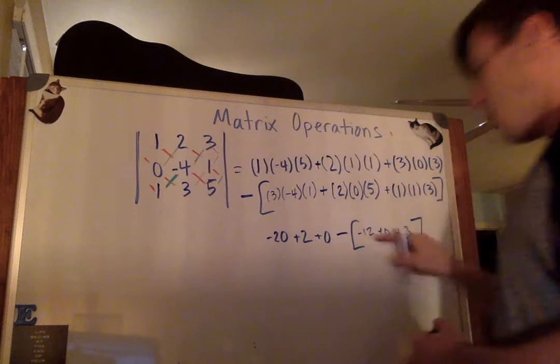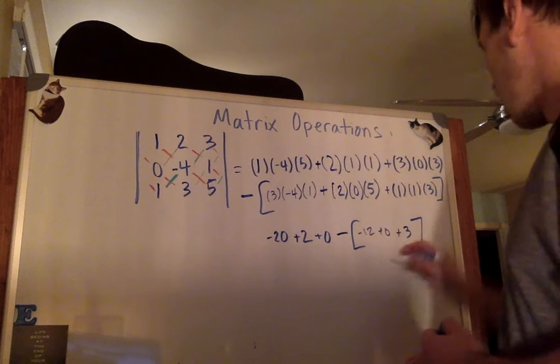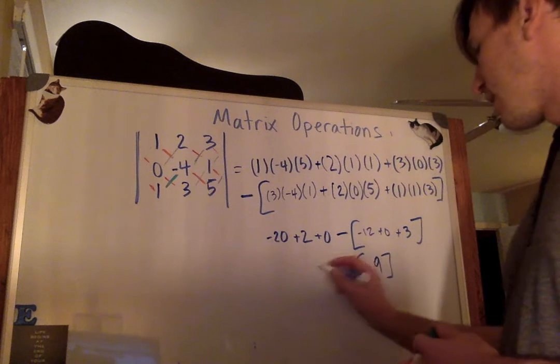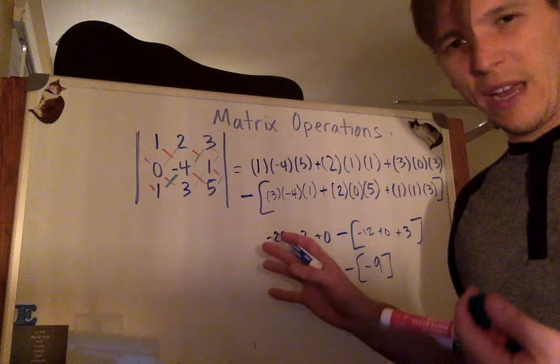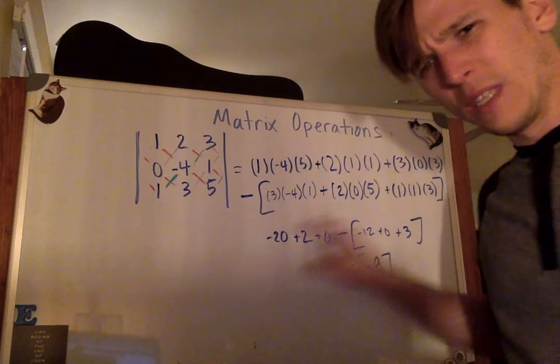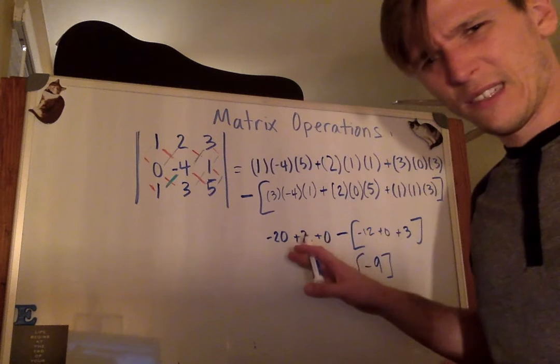Okay, I'm going to resolve these brackets on the inside first before I subtract them out there, because why not? Negative 12 plus 3 is going to be a negative 9 in the brackets, minus that. It's weird that I'm using brackets while we're doing a matrix problem. You understand, I hope, that these brackets are not a matrix. They're just the normal mathematical brackets.